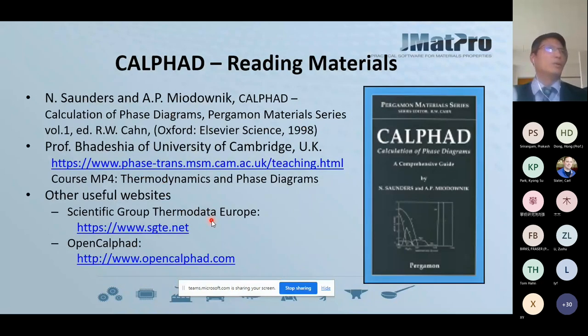And that's all I want to say about the CALPHAD approach, but I'd like to recommend a few things if you are interested in this approach or if you indeed want to design your own database. One is a book written by Saunders and Miodownik, two of my colleagues, called CALPHAD: Calculation of Phase Diagrams. The other is Professor Sir Harry Bhadeshia's website, and he has lots of nice, beautiful teaching materials there. One of them is on thermodynamics and phase diagrams, which I watched a few times. And there are, of course, other useful websites that you can look into, like the SGTE website, and also another rather popular one called OpenCalphad. From those places, you can get a lot of information.